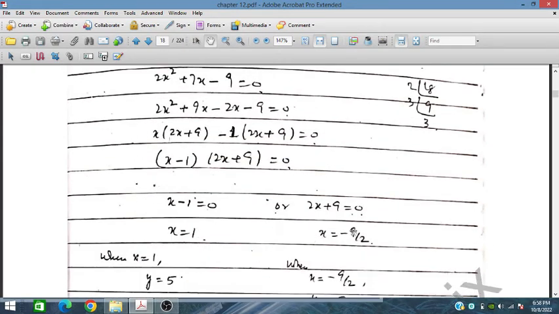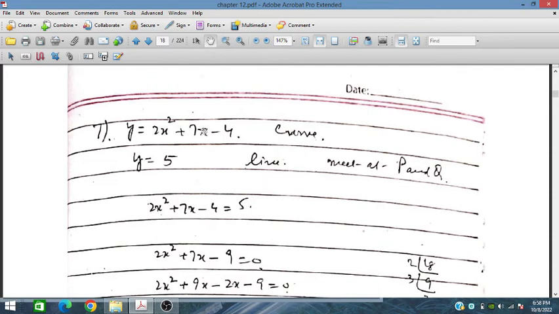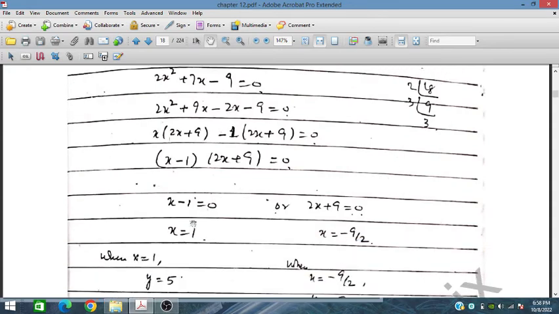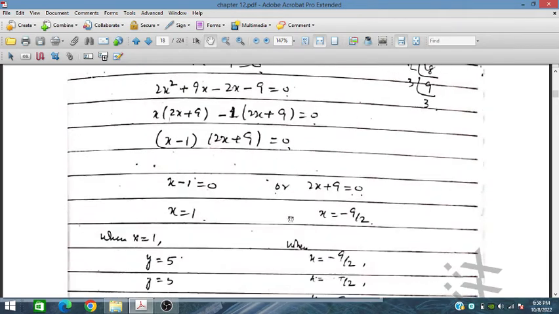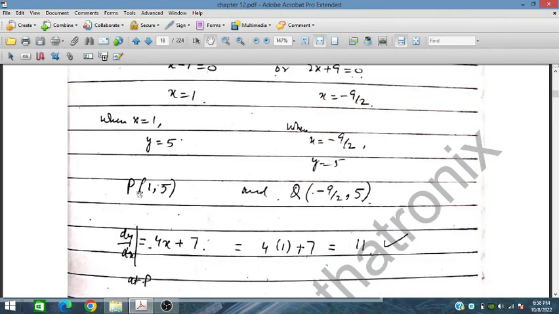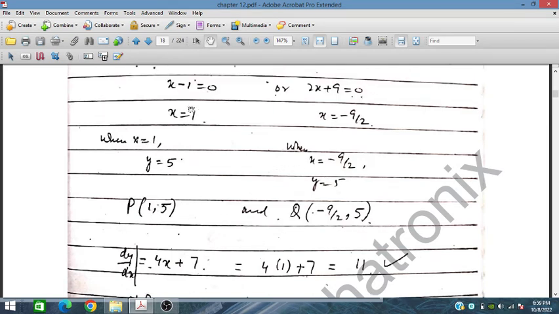From this quadratic equation we will get the value of x. Two values of x are obtained because this curve is intersecting this line at two points, P and Q. So this x is 1. For this x equal to 1, we substitute the values to get the value of y. So we have y equal to 5. X is equal to 1 and y is 5.